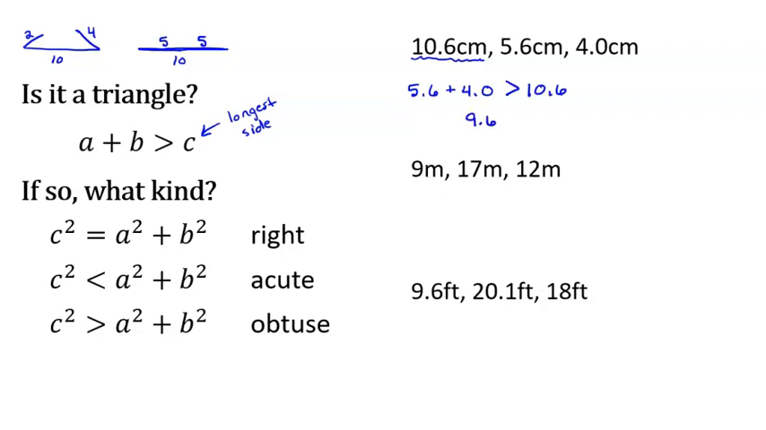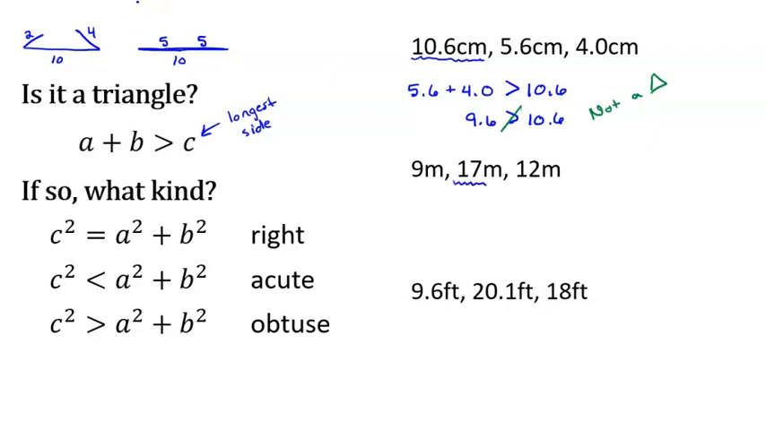I know this is going to be 9.6, and so that is not going to be greater than 10.6, and so this is not even a triangle. And so I would just stop there. I wouldn't even use the Pythagorean theorem to classify it because it's not even a triangle. All right, let's take a look at the next one.